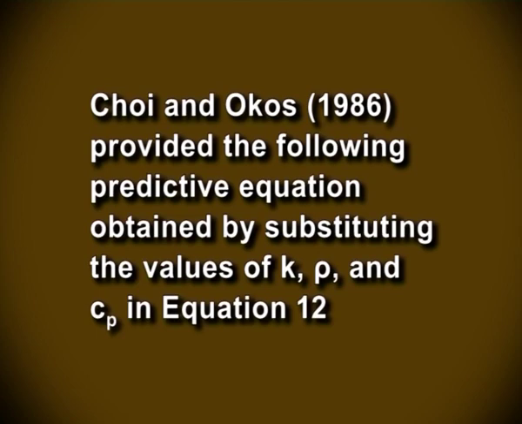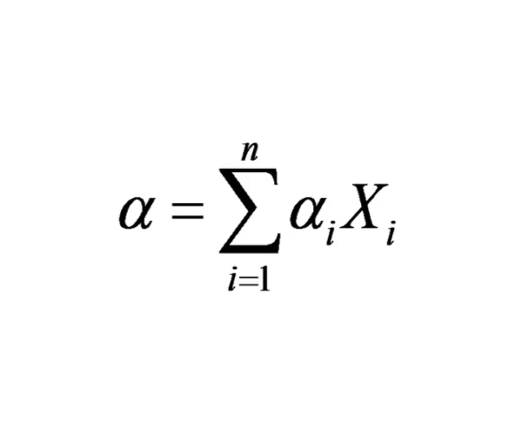Thermal diffusivity may be calculated by substituting values of the thermal conductivity, density and specific heat in equation 11. Choi and Okos provided the following predictive equation obtained by substituting the values of k, rho and Cp in equation 12, and it states alpha is equal to sigma alpha i xi, where i is from 1 to n. Here n is the number of components, alpha i is the thermal diffusivity of the ith component and xi is the mass fraction of each component.